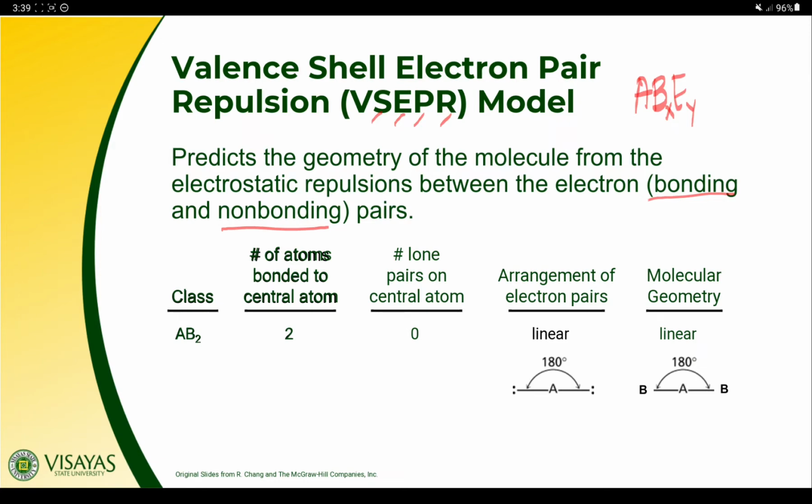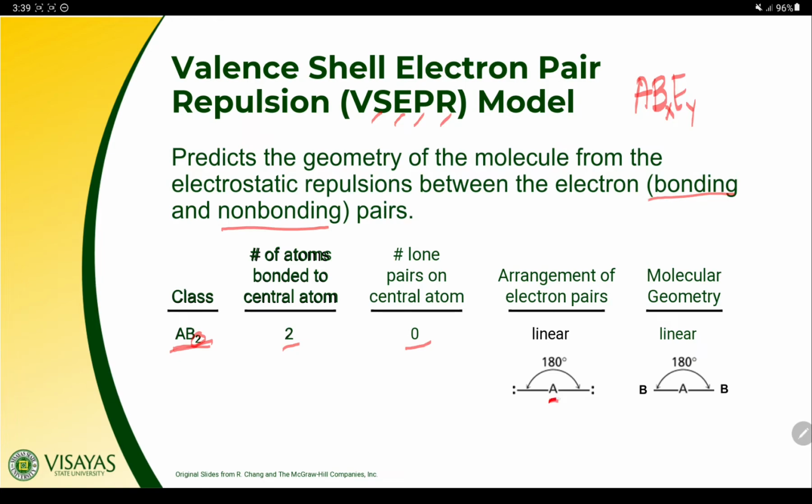So let's start with AB2. AB2 means we have two atoms bonded to the central atom and we don't have a lone pair on the central atom, so zero lone pairs. That is why you cannot see a letter E in this class, because there are no lone pairs on the central atom. So the arrangement of the electron pairs here is linear.